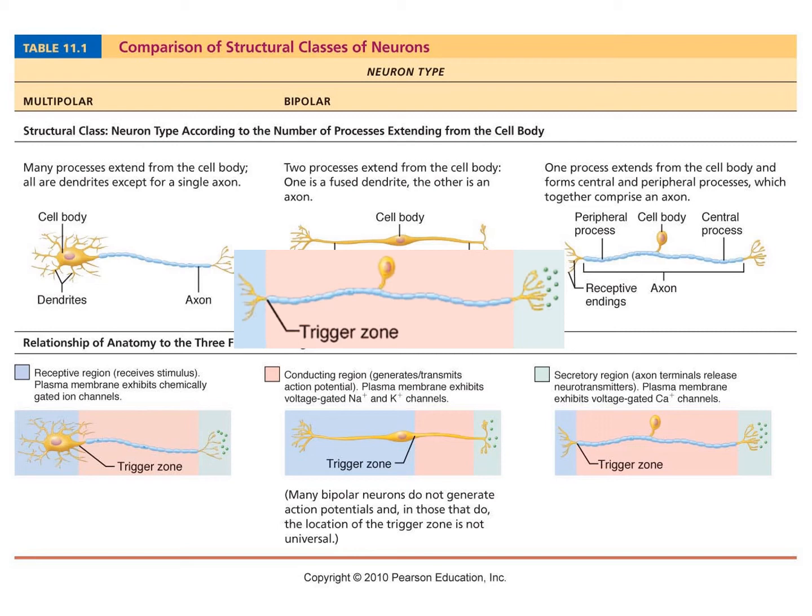With most sensory neurons, you have some sort of receptive region where you're sensing whatever stimulus is going on. So let's say you stub your big toe. You're going to have sensors in the skin right there. Now, the secretory region is actually going to be embedded in the spinal cord.